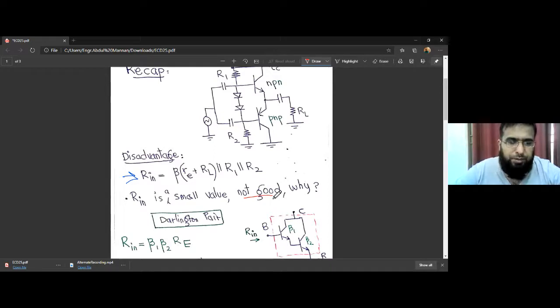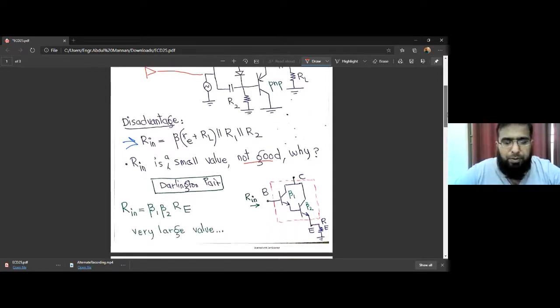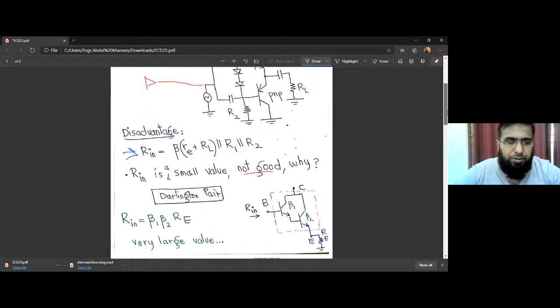That's not desired. Why? Because it will load the amplifier that will be driving this amplifier at its output. So it will load the preceding amplifier. So therefore it's not good. So how to combat this problem, how to address this problem? There are ways to address it, and one of those is using a Darlington pair.